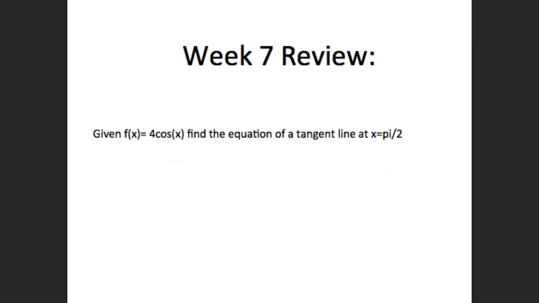All right. So this week, ooh, I forgot this problem. Every week I've been trying to throw in an equation of a tangent line or an equation of a normal line, because I think they're so important. That's basically what we're trying to do: find a derivative so we can find the slope. So take a look at this problem. It says, given f of x equals 4 cosine of x, find the equation of the tangent line at x equals pi over 2.